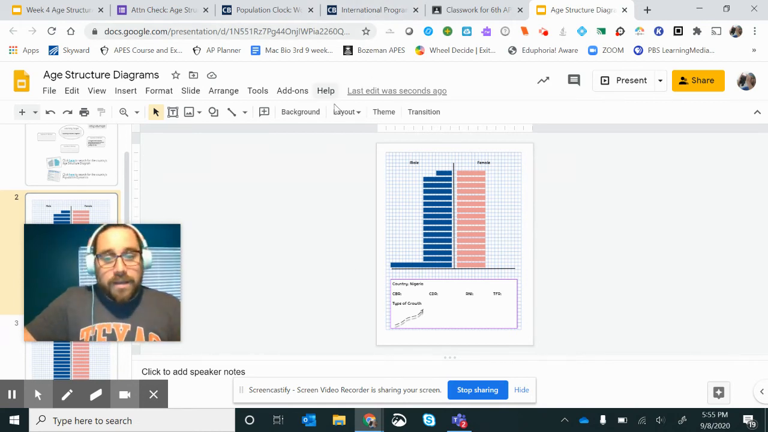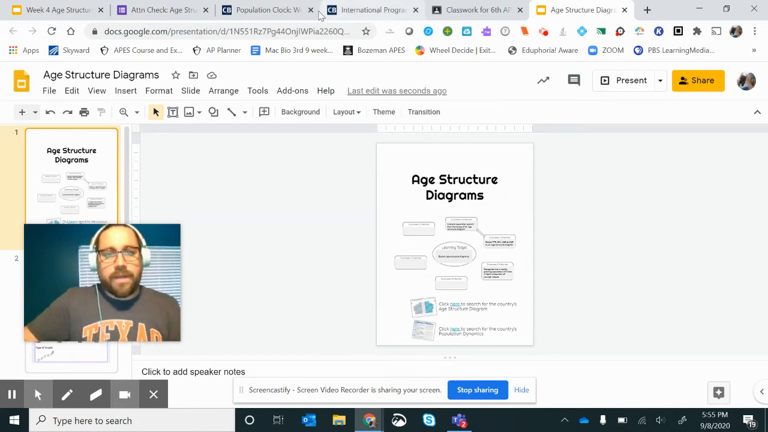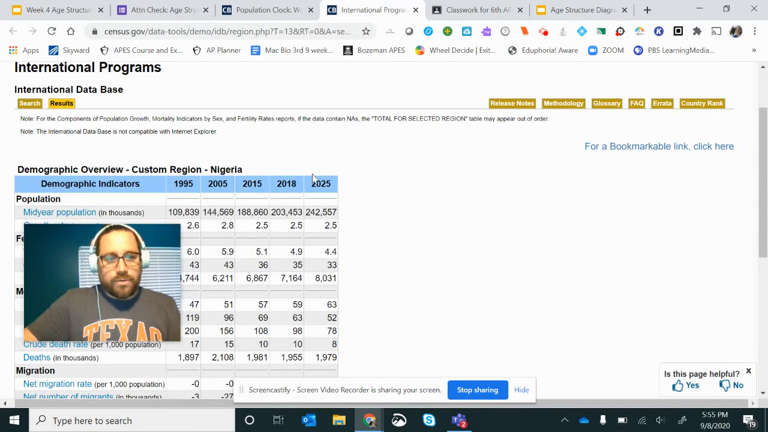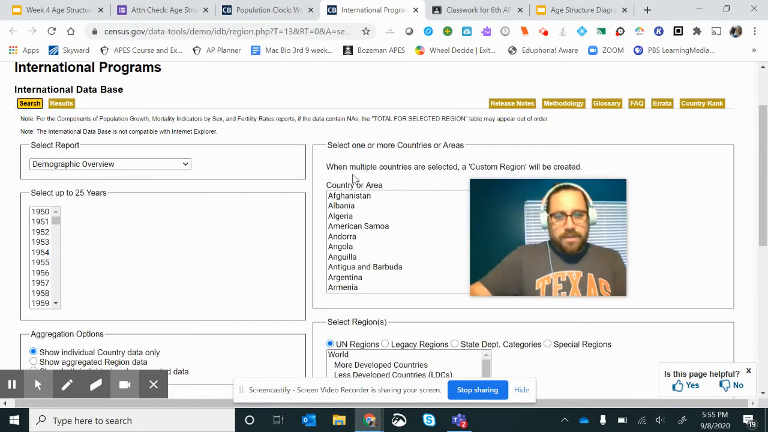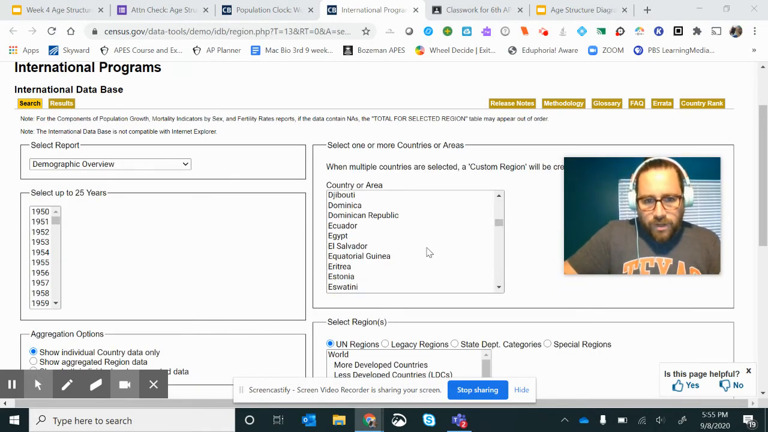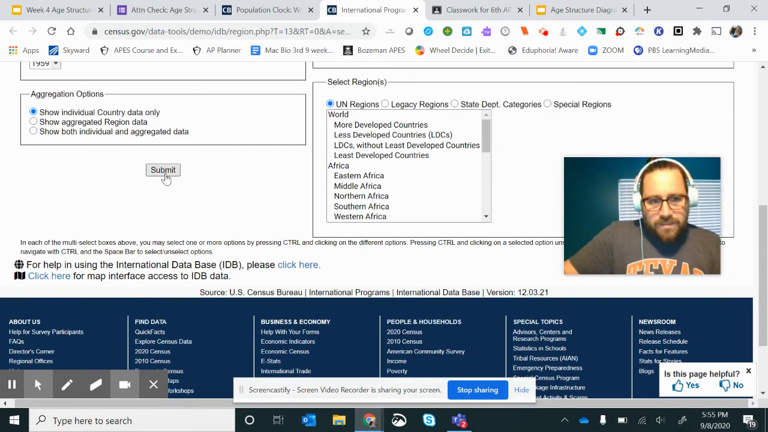To fill in that one, I need to go to this link right here, and that'll take me to this country. This is a part, move, Marshall, that gets kind of hard to see. So I search, I come over here. This is the one where I just scroll and scroll and scroll and scroll. Nigeria, and then don't forget to hit the submit button.